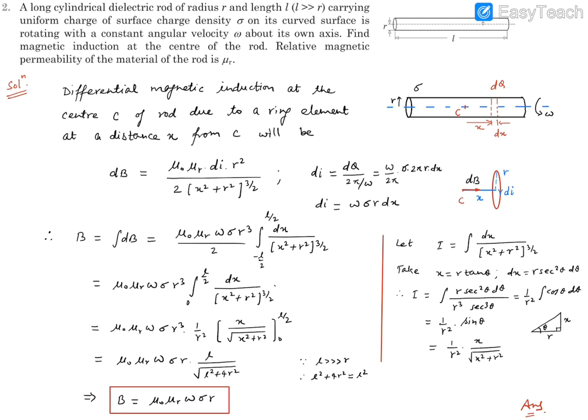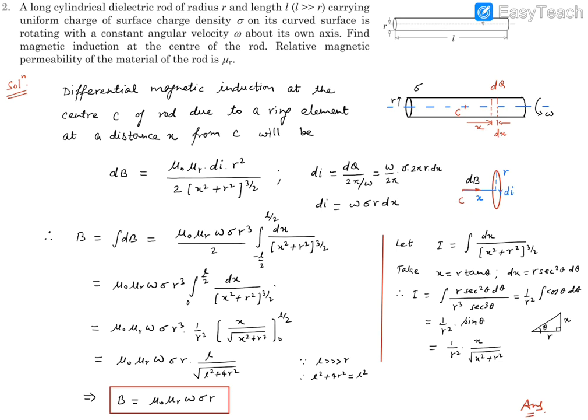Now we can substitute this di in the expression. When we integrate over all these differential rings, all will give the magnetic field in the same direction, because the currents are in the same sense. So the total magnetic field is the integration of dB. Constant terms can be taken outside, and when you simplify, you need to integrate 1 upon x square plus r square raised to power 3 by 2, with limits from minus L by 2 to plus L by 2, because the total length is L.